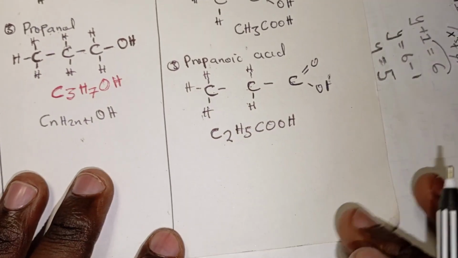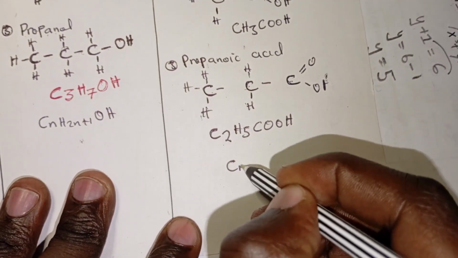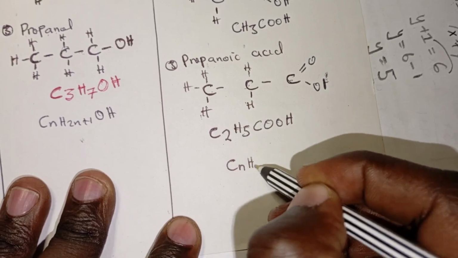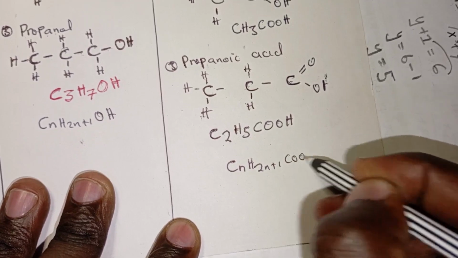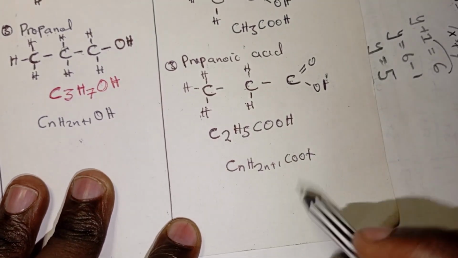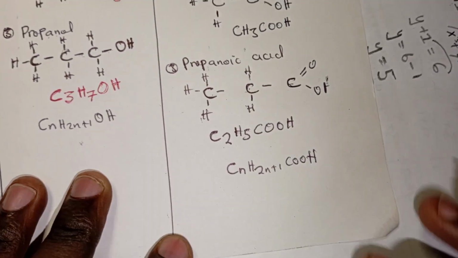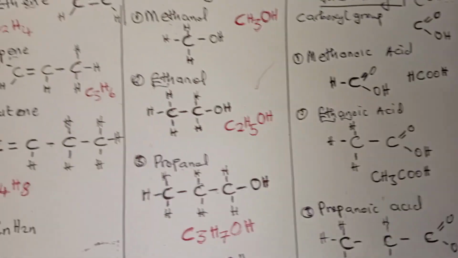And this one, the general formula is Cn, but this one is confusing. If you try to use the general formula, you see what you have. That's why I like drawing the structure first, and then you go to the general formula.